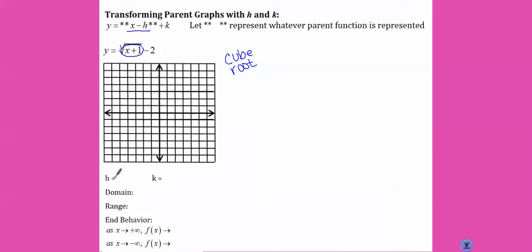The next thing we need to do is find h and k. If you notice, inside the stars it says minus h, but in here we have a plus 1. Well, what do you have to subtract to get a plus? It has to be a negative. So h is always the opposite of what it looks like. K, since it says plus k in our formula, it's always going to be exactly what's there. So it says minus 2, so k is negative 2.